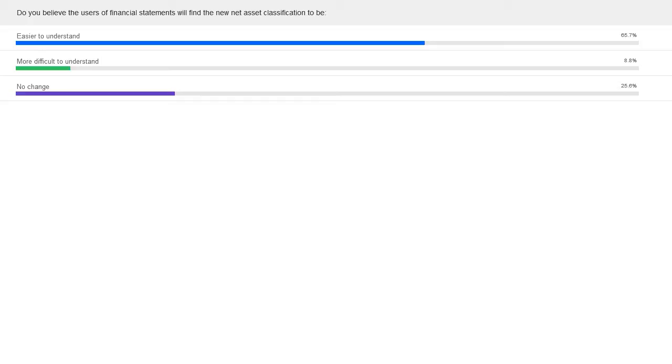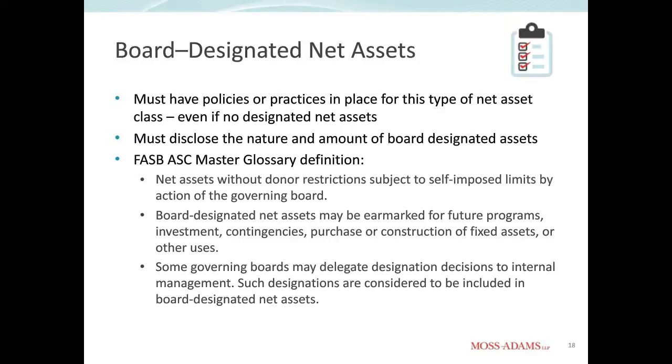Now I'll pass it back over to Tammy. She's going to talk a little bit more about the requirements for net assets.